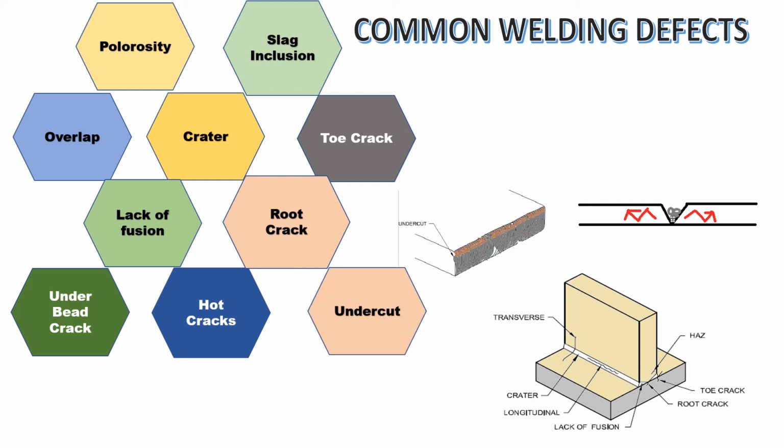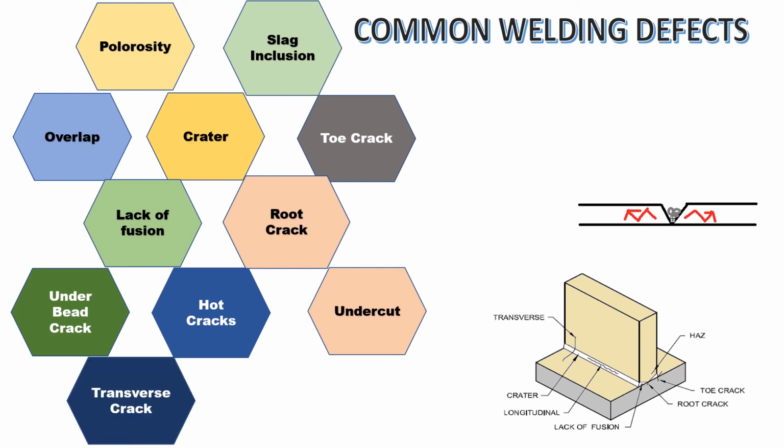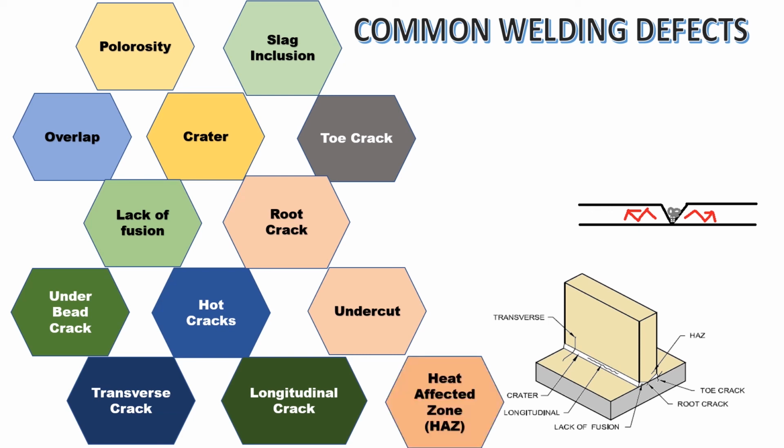Undercut is the unfilled area into the base metal along the edge of the weld. Transverse is a crack that runs transverse or perpendicular to the weld bead. Longitudinal is a crack that runs along the weld bead. Heat affected zone, as can be seen in the diagram, is due to excessive heat applied during welding. The nearby areas get affected.